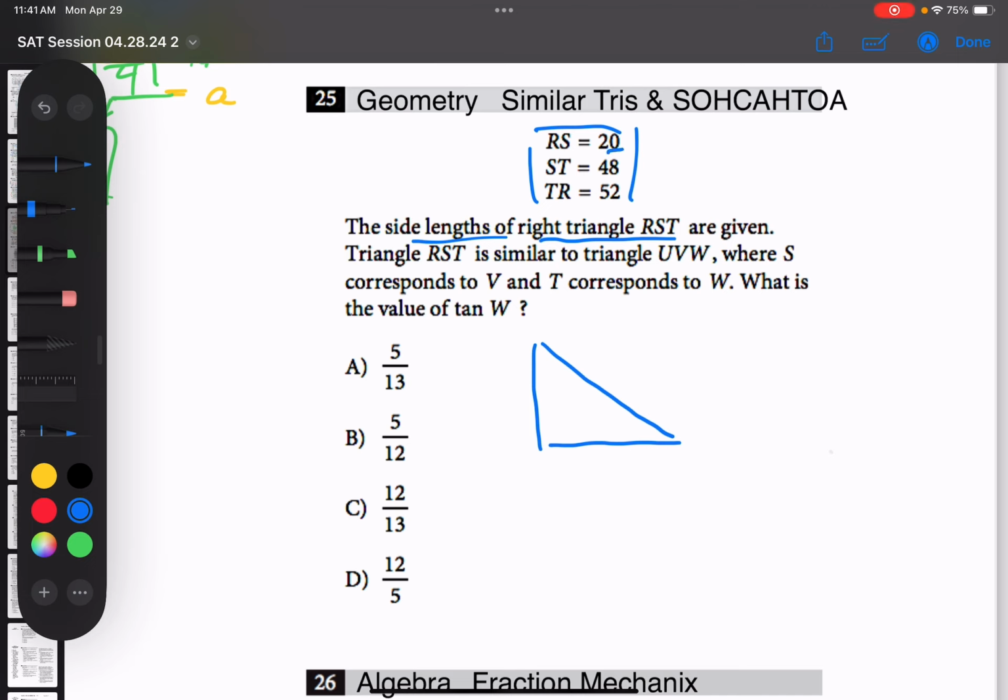Now, drawing this could be a little tricky. So what if I just went like this? RS, and I put the T. They said that RS is 20, then ST is 48. Yeah, that's the second length, the middle length. So that's the shortest length, that's the middle length, and that's the longest length. So 52 should go out there for TR. All right, good, we're drawn.